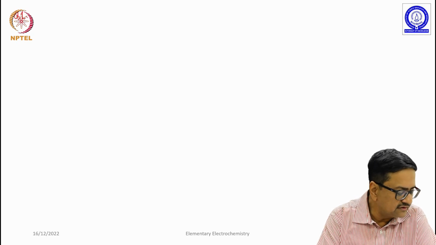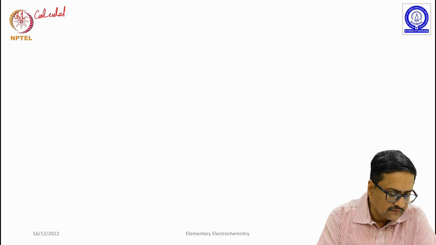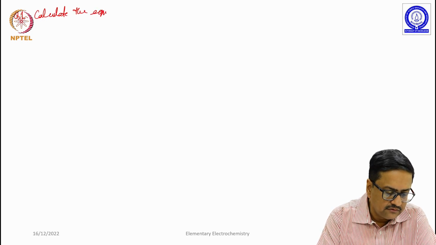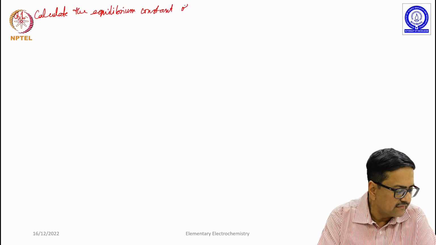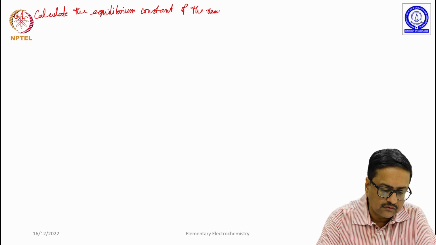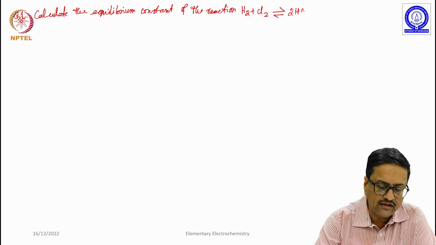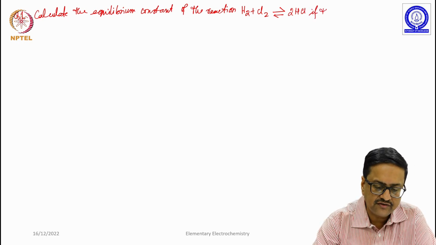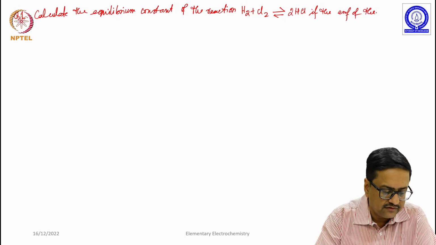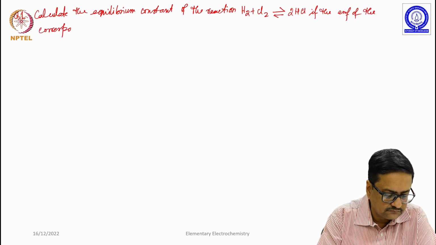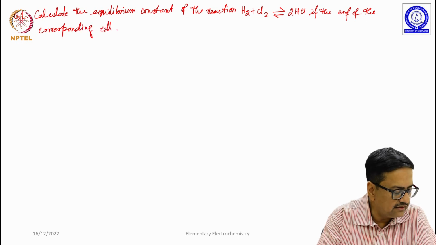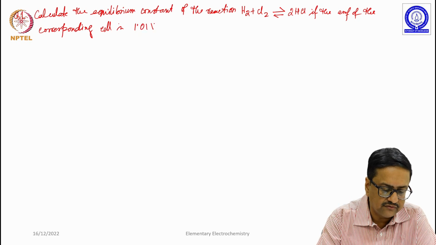So, question number 1 is: calculate the equilibrium constant of the reaction H2 plus Cl2 in equilibrium with 2 HCl, if the EMF of the corresponding cell is 1.01 volt.